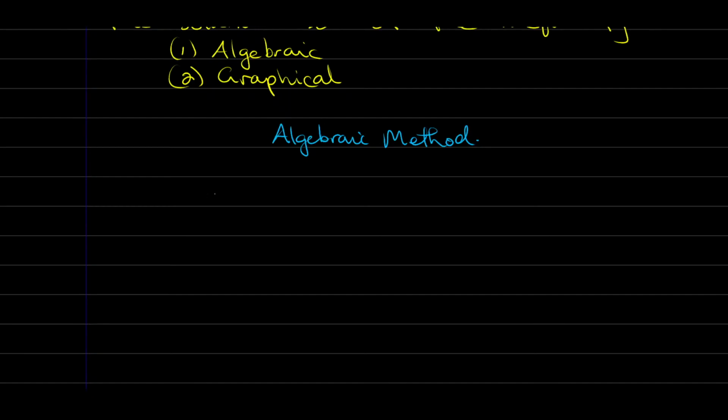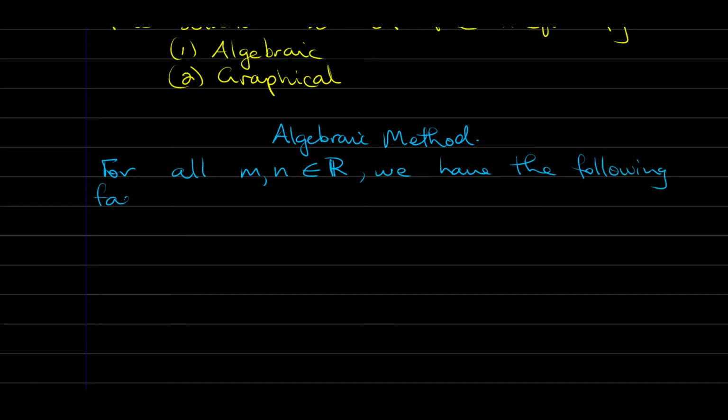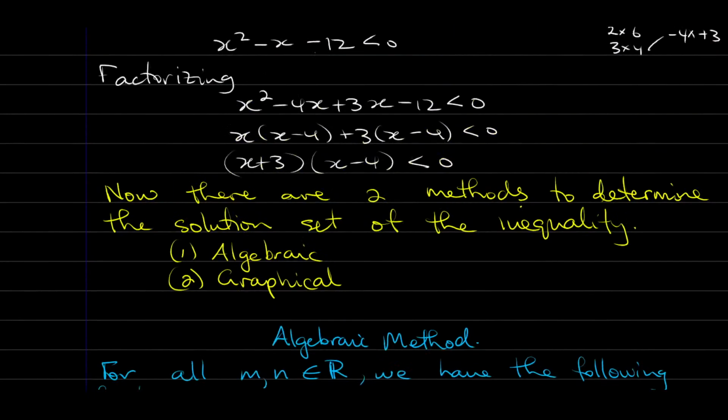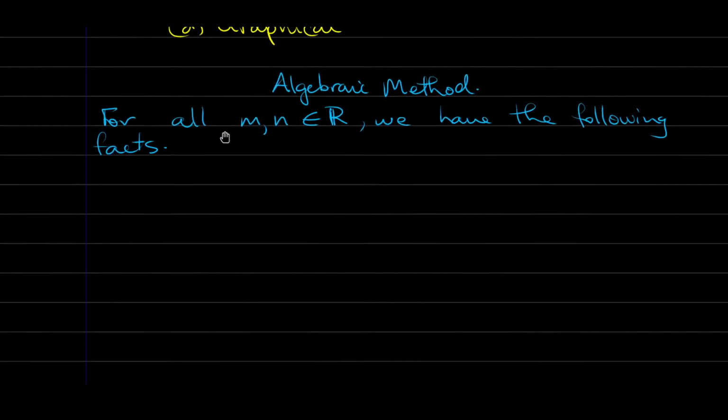Right? So let's start. For all m, n that belong to the set of real numbers, we have the following facts. This m and n here is nothing more than the factors here. So this is m and this is n. So something multiplied by something is less than 0. So we have these factors here, m and n, with the product less than 0. We have the following facts. Let me just write them out here.